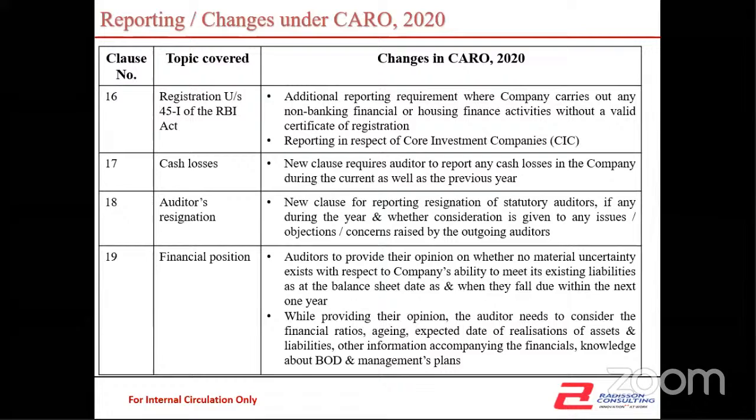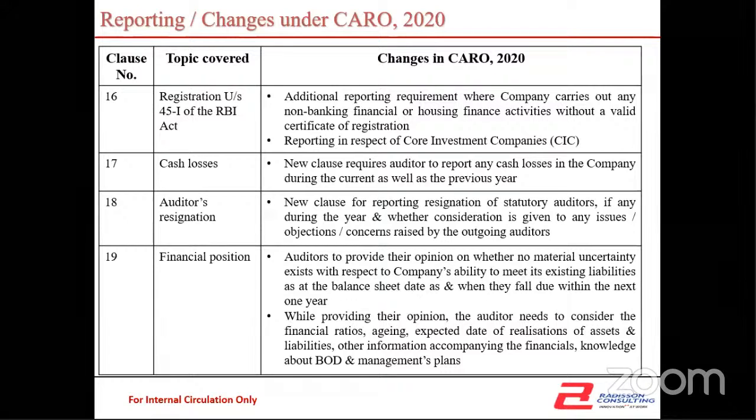If there are some exemption criteria, and the company falls under those exemption criteria and the certificate is not required, the auditor is also required to evaluate whether they continue to satisfy those exemption criteria. Reporting in case of core investment companies is a new reporting requirement. Core investment companies are entities which invest 90% of their assets in shares and securities of group entities.